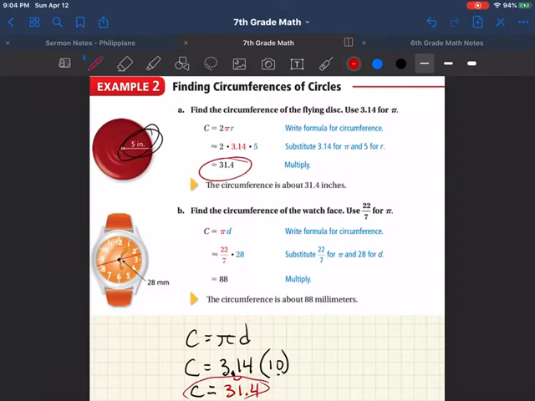And it even tells us right there that that's correct. So the circumference of this is 31.4. Okay, they're all very easy like that. Okay, let's do B really quickly.